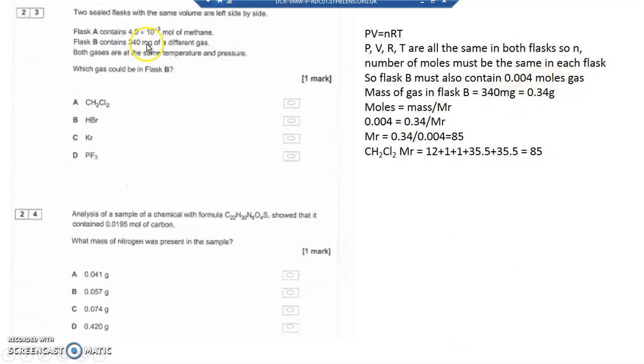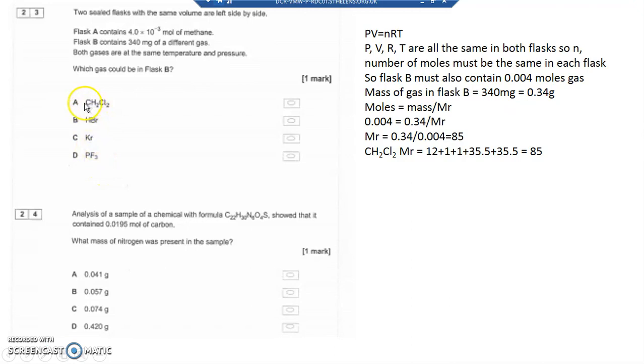We've been given a mass in milligrams. To turn a small unit, a milligram, into a large unit like a gram, we divide by 1,000. So 340 milligrams is 0.34 grams. Moles is mass divided by Mr. So moles, which is 0.004, we've established that, equals mass, 0.34, divided by Mr. It's prompting us from the mass and the number of moles to work out Mr. Mr is 0.34 divided by 0.004. The Mr is 85. In other words, it's saying which of these chemicals has got an Mr of 85.